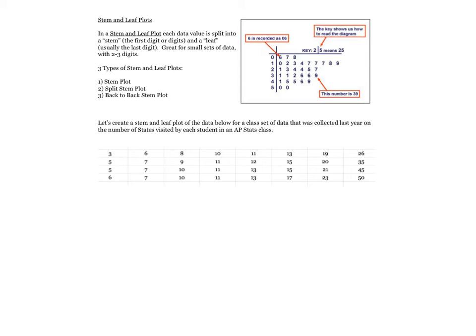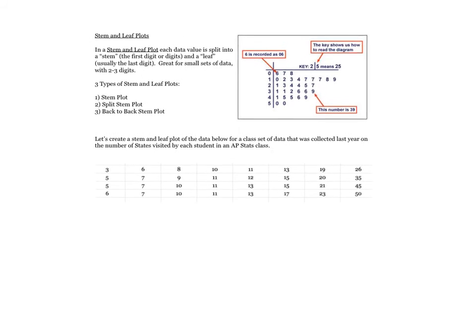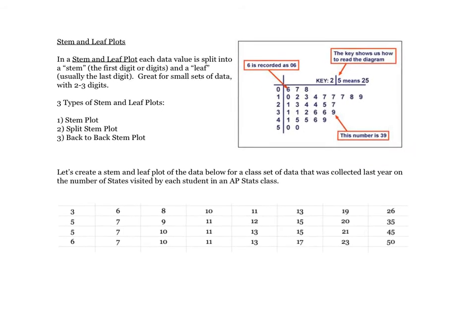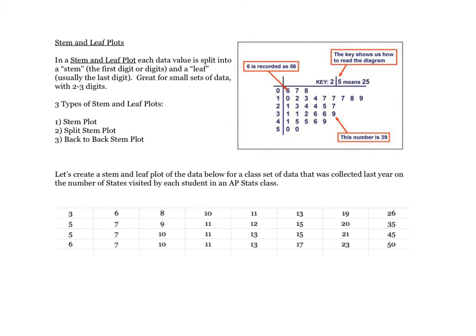Another type of graph we can use with quantitative data is called a stem and leaf plot. And I'm sure you are familiar with these. You've probably made them before. Okay, there's an example on the right. Remember that these are the stems over here, and that's typically the first digit of the number that we're trying to graph. And then these over here are called the leaves, and those are the second digit of the number I'm trying to graph.